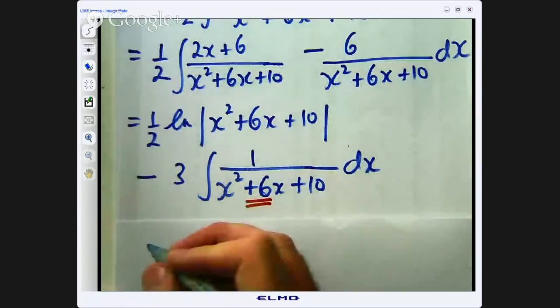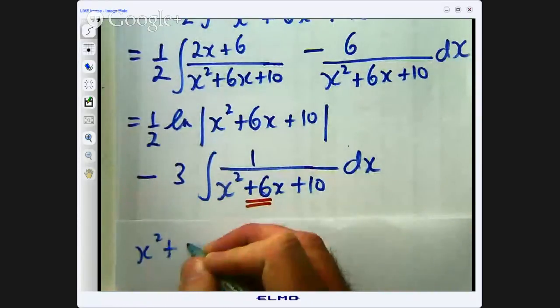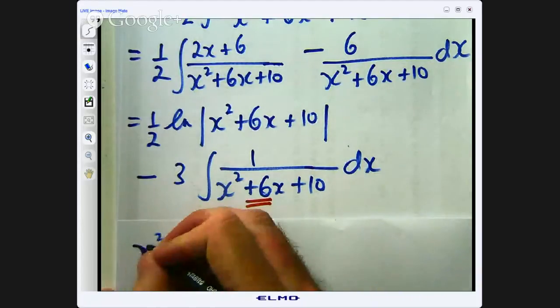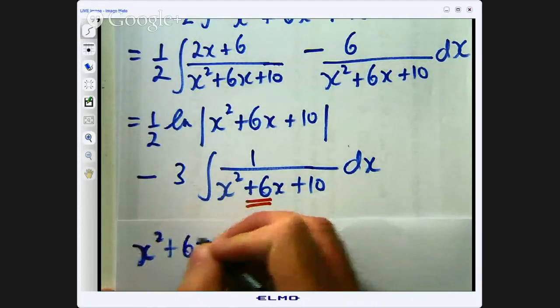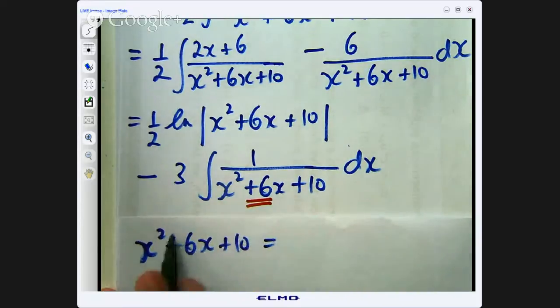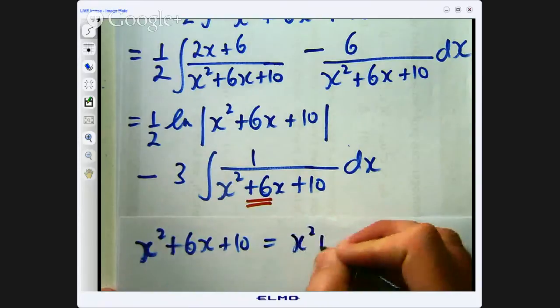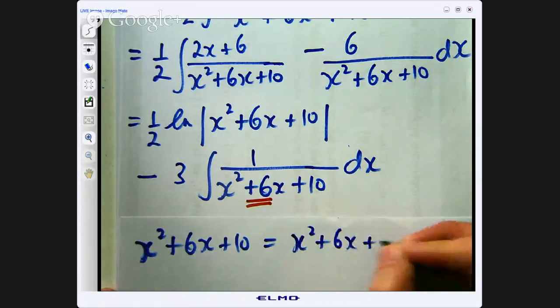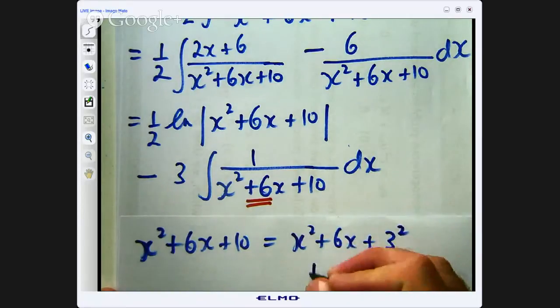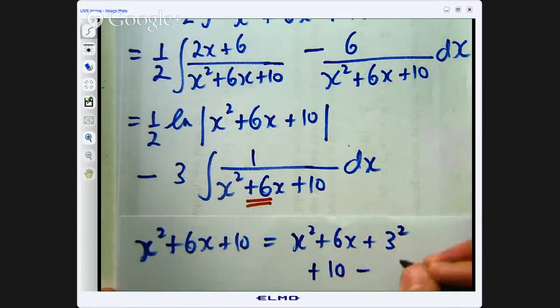All right, so x squared plus 6x plus 10. That equals, well, let's take half of that. So that's 3. Square it. Add it and take it away.